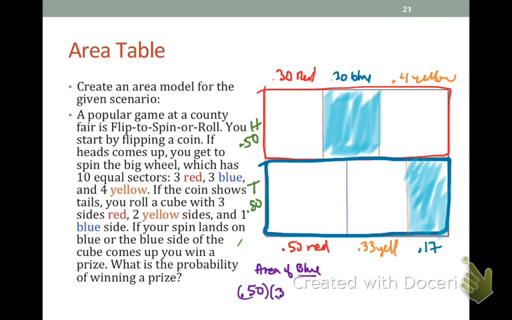The area of blue is going to be 0.5 times 0.30, which is 0.15, plus 0.5 times 0.17, which is 0.235. So there's your total probability of winning the game. 23.5% of the time you should win.